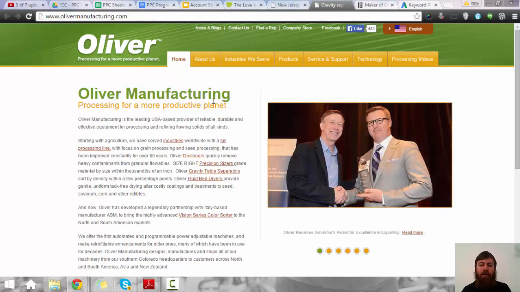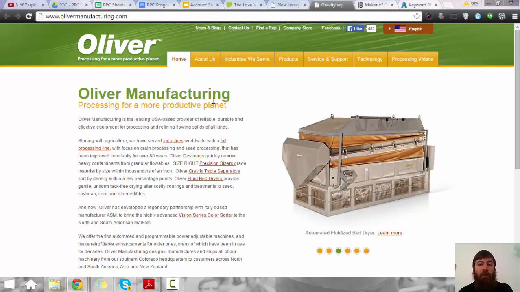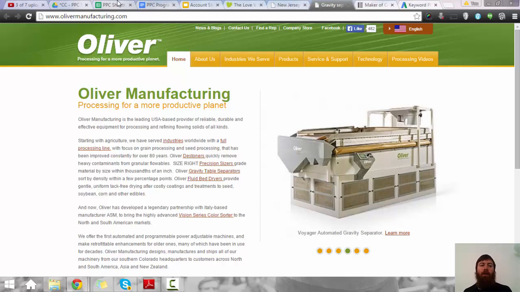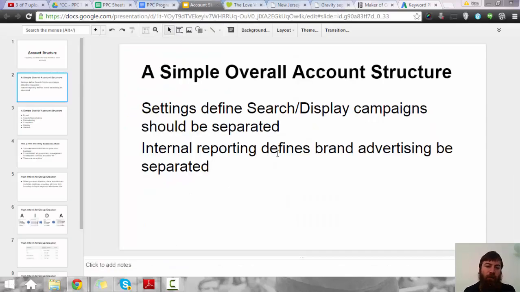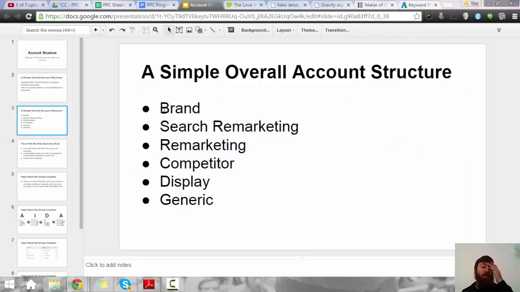So this sounds like common sense, but if you've ever worked with a third-party pay-per-click company before, you'll notice lots of pay-per-click companies try to attribute as much brand and remarketing advertising to their campaigns as possible. And I think it's just smart as a business owner to keep that separated out. So that's my overall structure for campaigns.